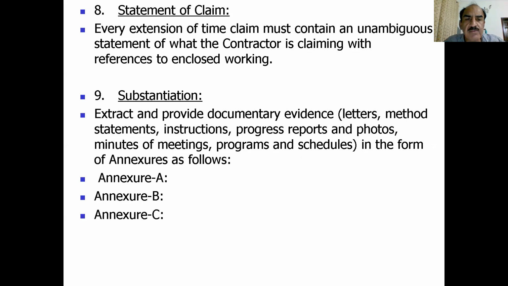And finally, substantiation: extract and provide documentary evidence, letters, method statements, inspection notices, progress reports, photos, minutes of the meeting, program, and schedule in the form of annexures as follows. Annex A, Annex B, Annex C. We will discuss the annexes later.